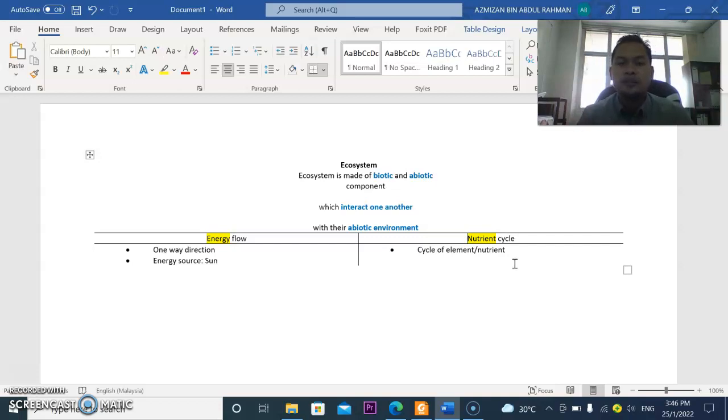So you need to understand both items, iaitu energy flow and nutrient cycle, in order to understand about ecosystem. So this is our lesson for this video. We are going to see the next part about the ecosystem.